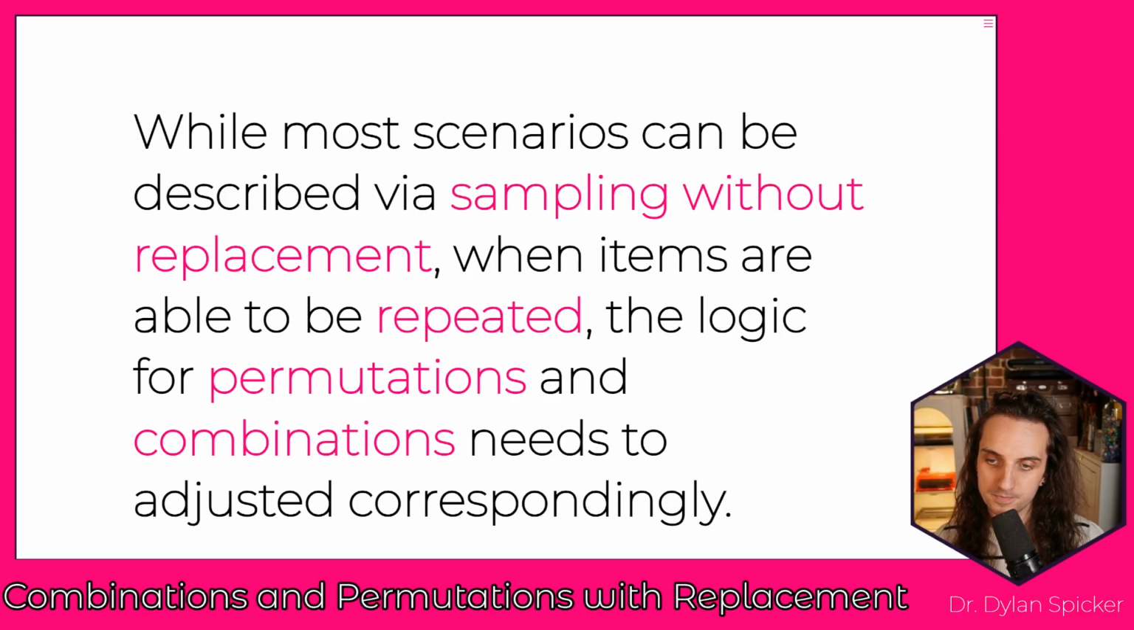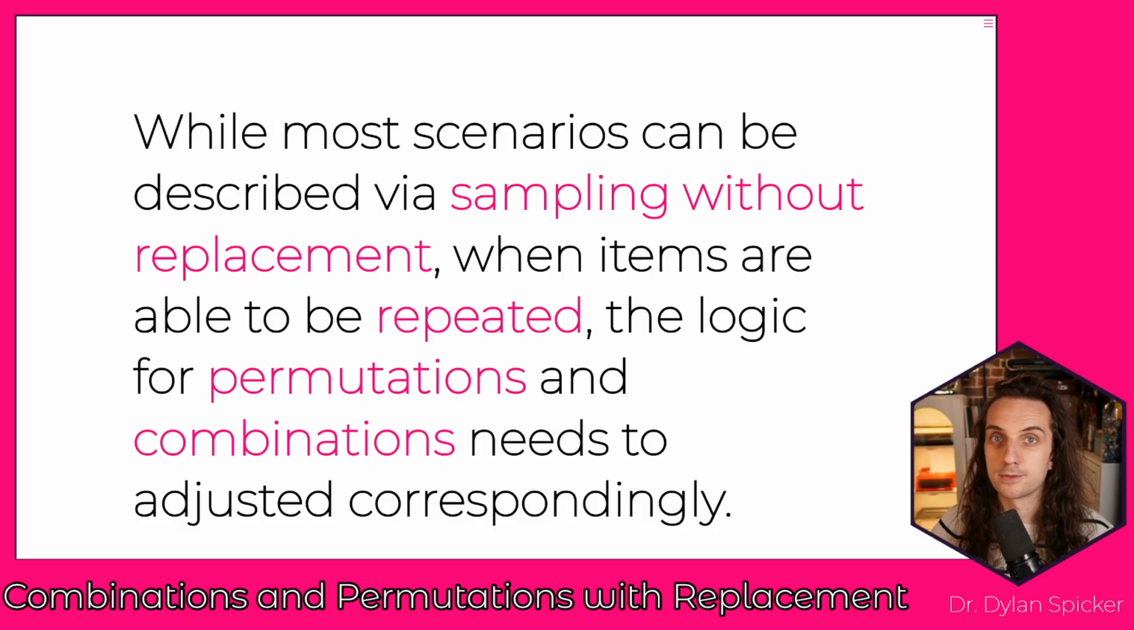So while most of our scenarios described can be sampling without replacement, in the real world, we're oftentimes not going to be replacing items. If items are able to be repeated, then the logic of permutations or combinations has to be adjusted accordingly. And so if we're going to be in a situation where we're putting the names back in the hat, where we're able to duplicate our flavor choices, where we're rolling a die or flipping a coin or doing something that can repeat itself over and over again, we need to recognize that the number of total possibilities is going to be different than if you weren't able to do those replacements.